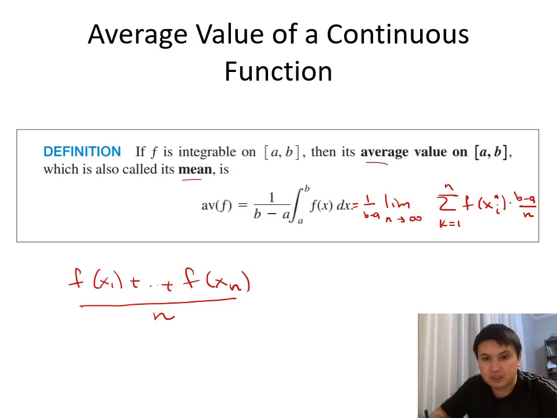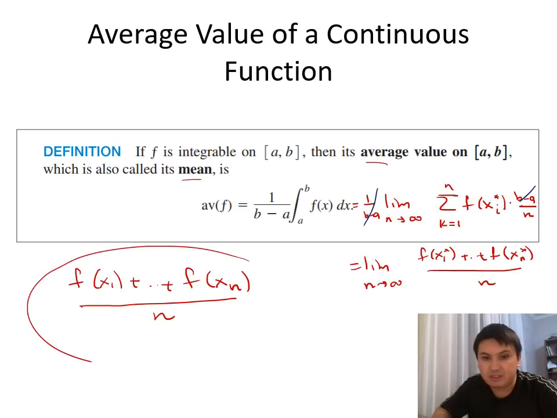Now you can see that this 1 over b minus a and b minus a will cancel. So what I see here is the limit of this sum, like f of x1 star, etc., f of xn star, and then I divide by n, right? So it's very natural that this quantity gives us the average of a function, and in fact it has lots of applications in real life situations. So this is another interesting application of an integral.